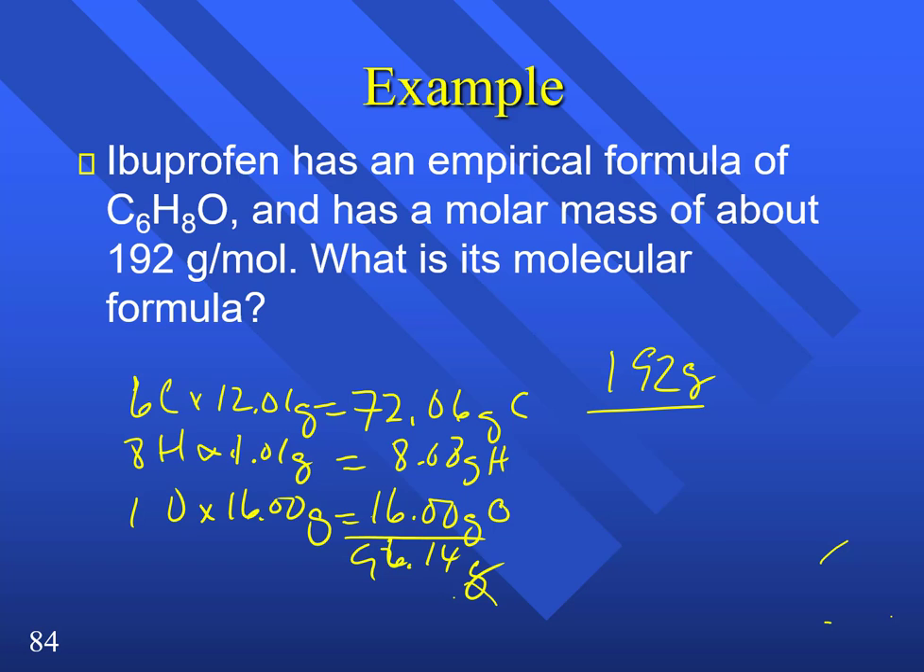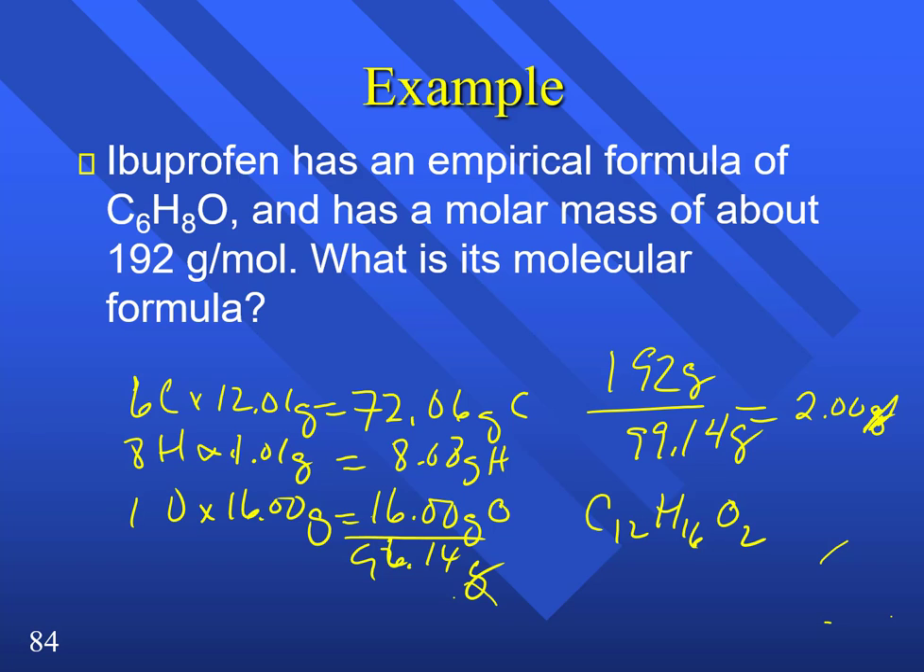Okay, and I take that 192 grams and I divide it by 96.14 grams. You push those buttons on your calculator, you will get a number really close to 2.00. Actually, the grams cancel out, so you don't have any units. You got a whole number, 2. So that means ibuprofen is twice as heavy as C6H8O. So it's C12H16O2. Make sense?